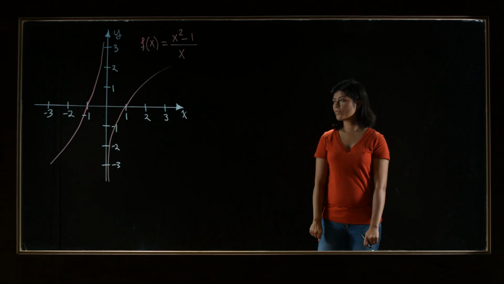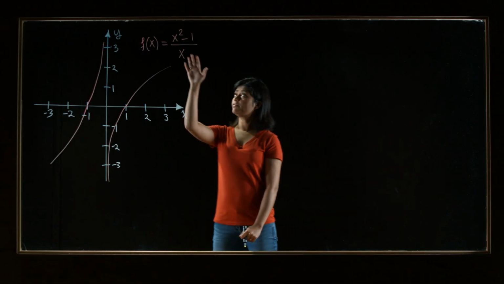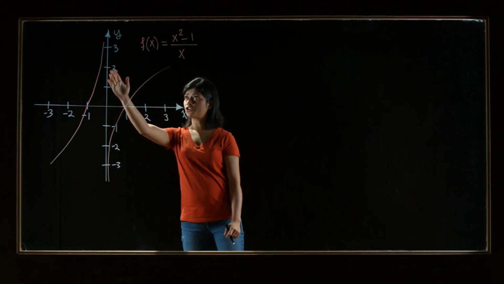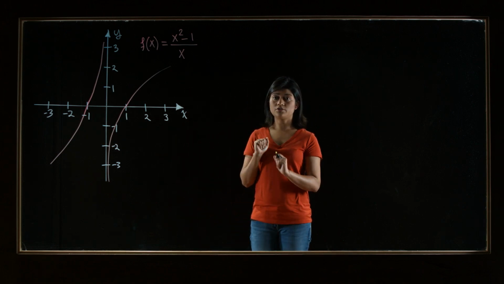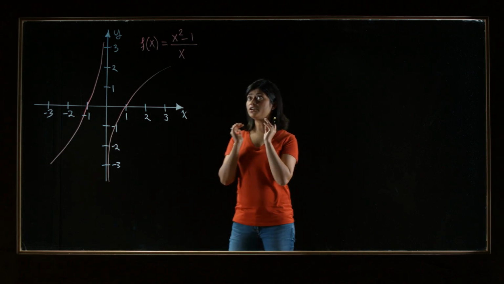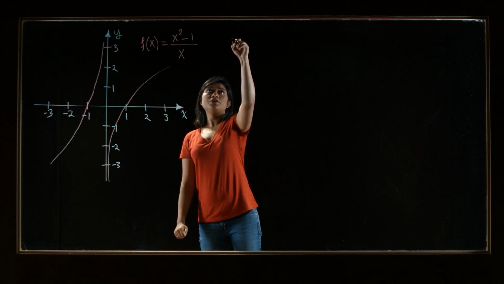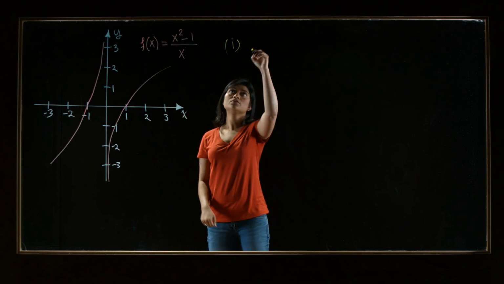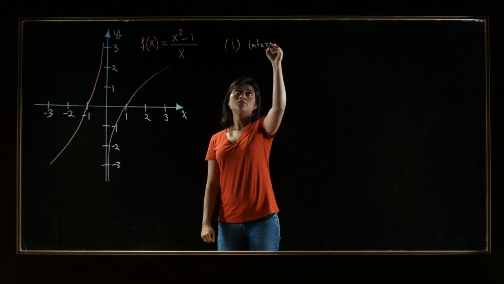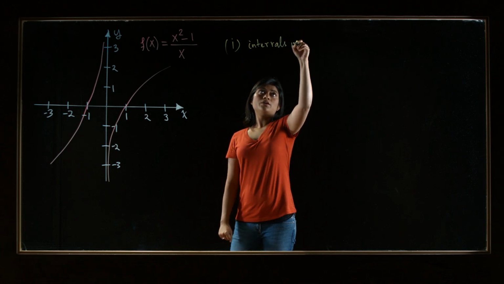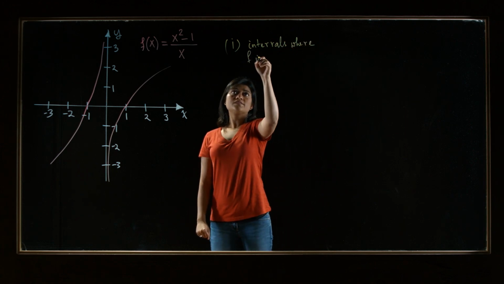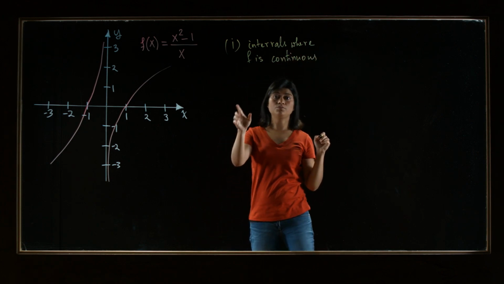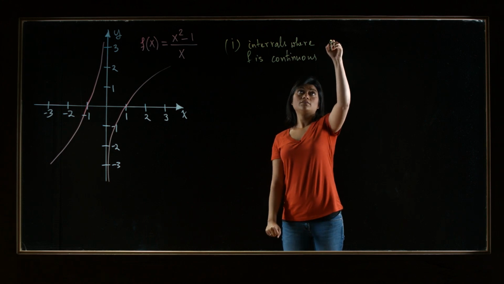In this problem, we have a function given, and the function is x squared minus 1 over x. We also have the graph of the function right here. We have to answer 3 questions. First, we have to determine the intervals where f is continuous, and then we will have to explain why.